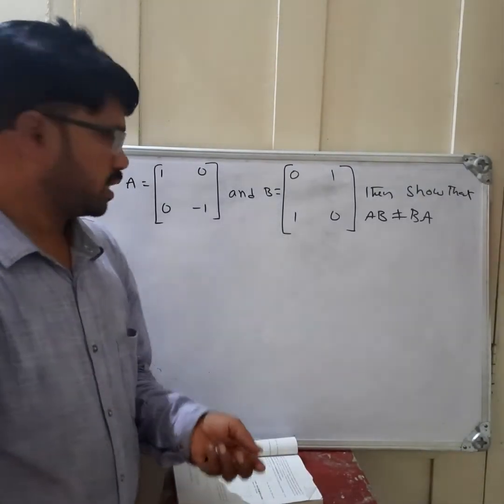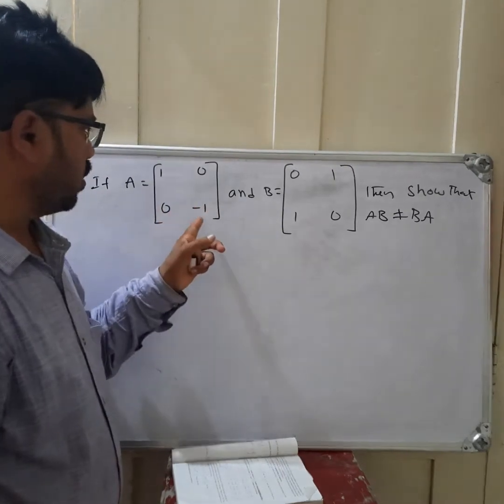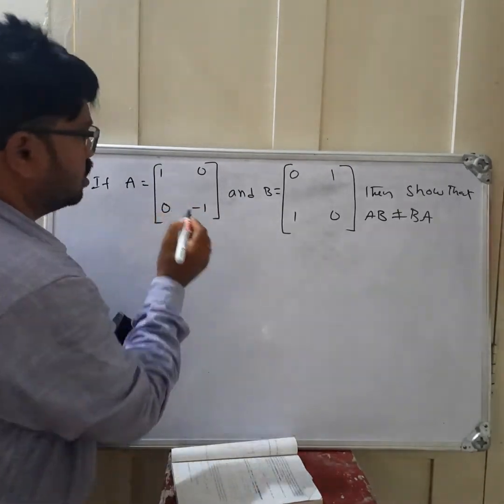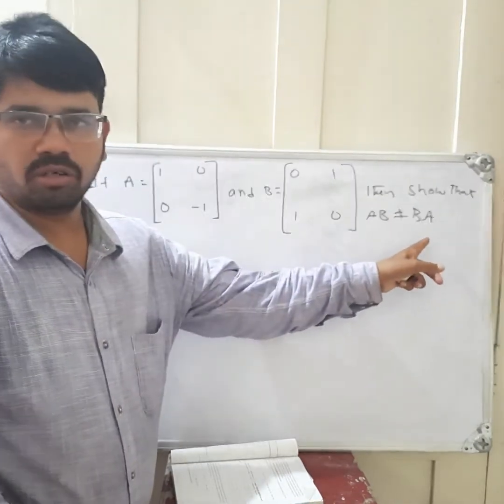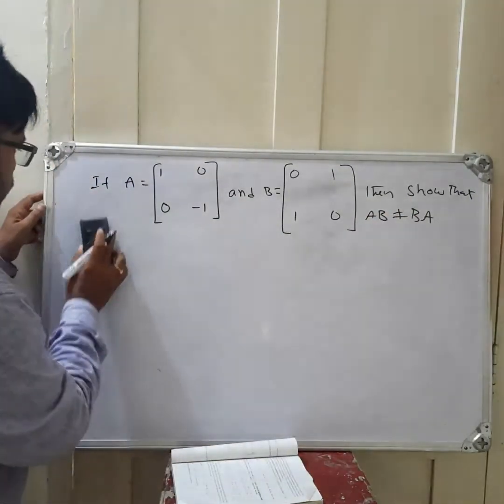See student, the next numerical: if A equals [[1, 0], [0, -1]] and B equals [[0, 1], [1, 0]], then show that AB is not equal to BA. See here.